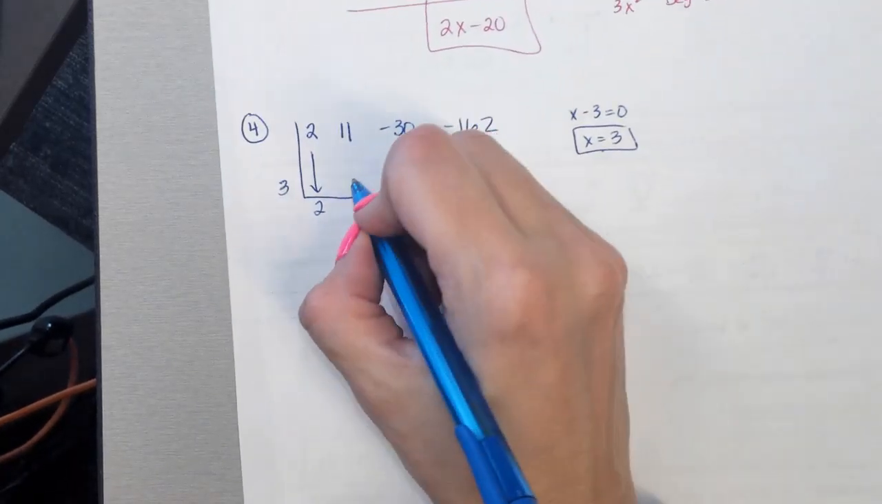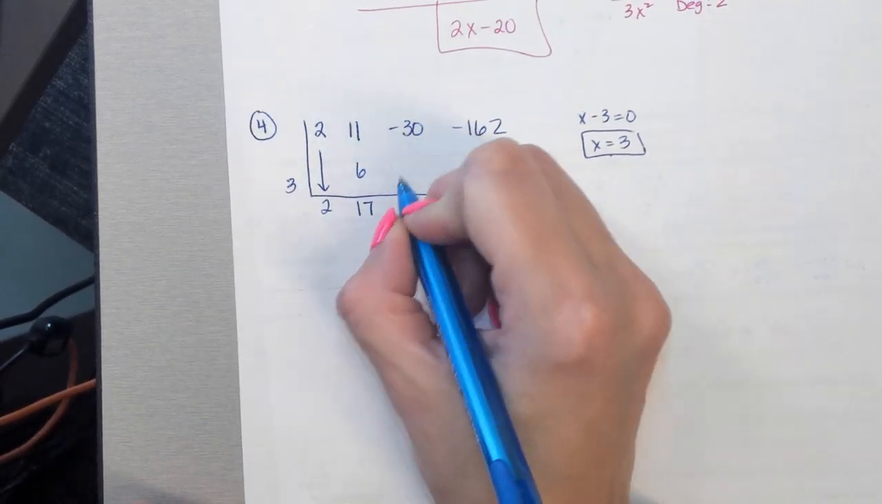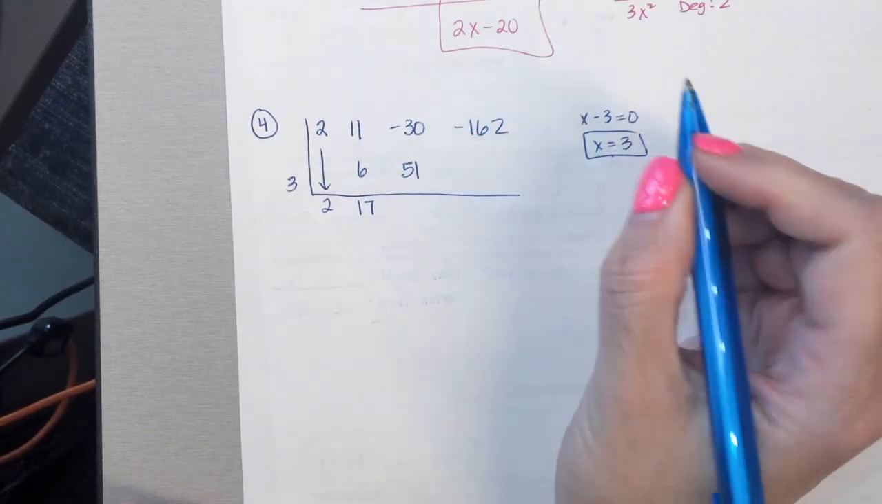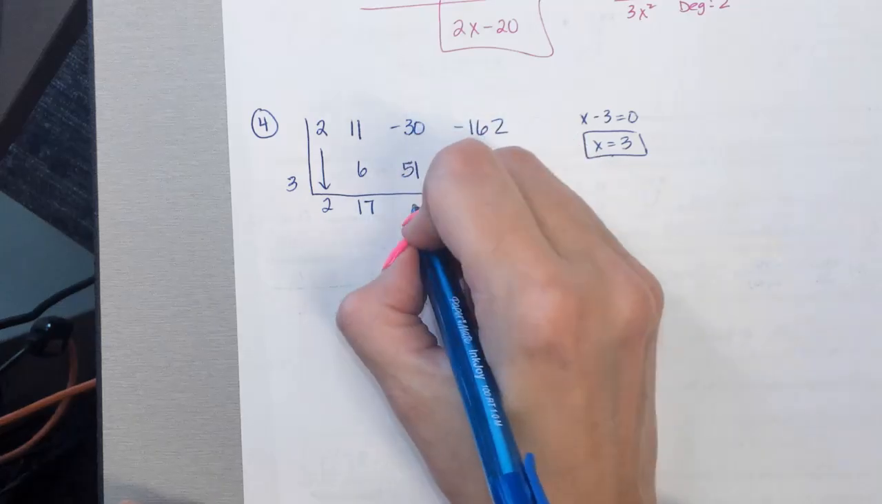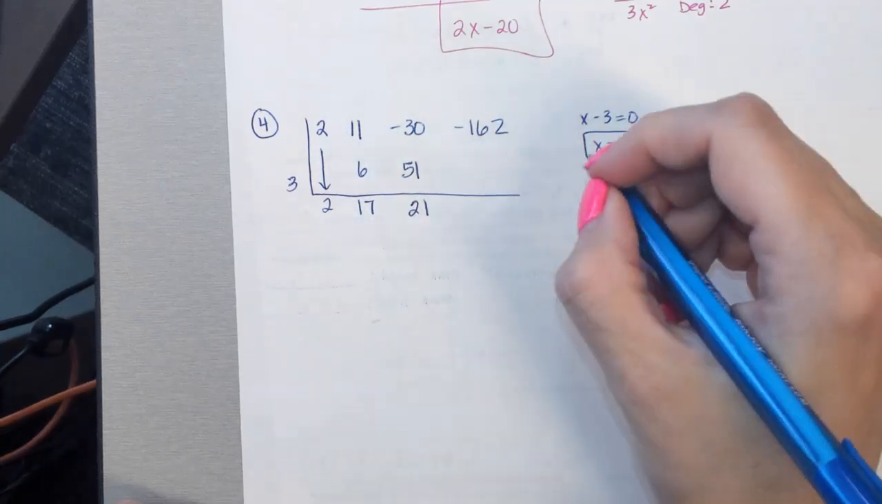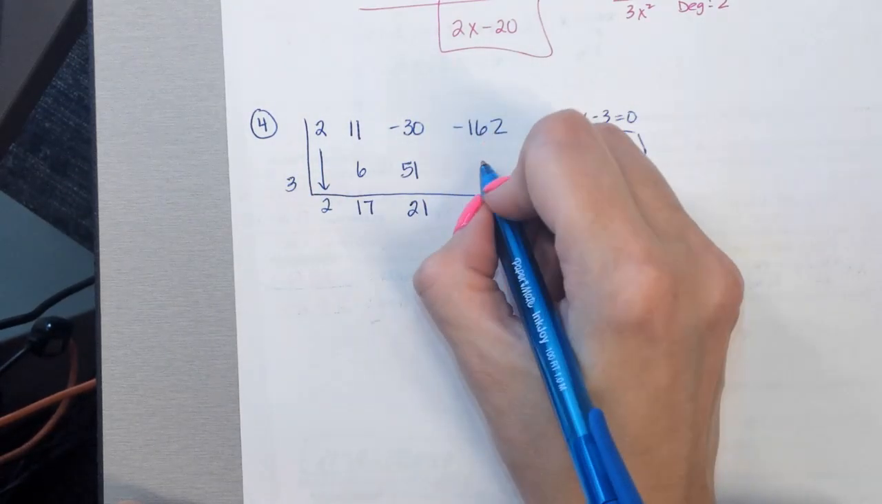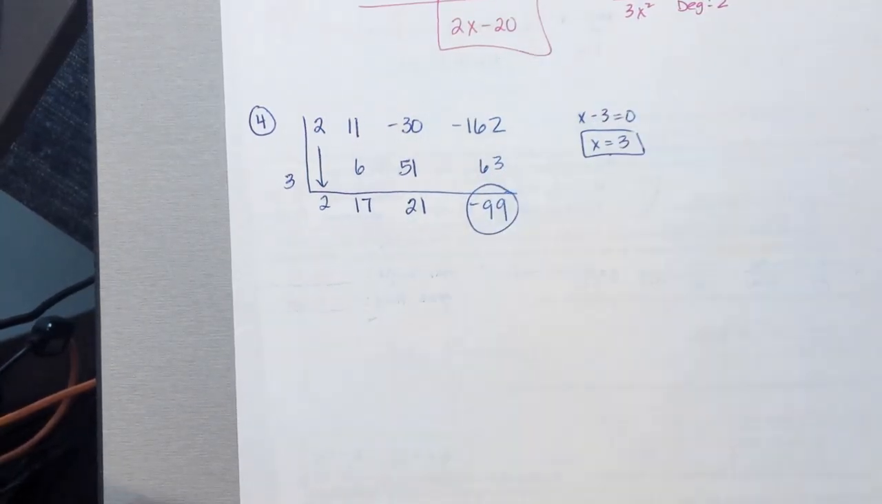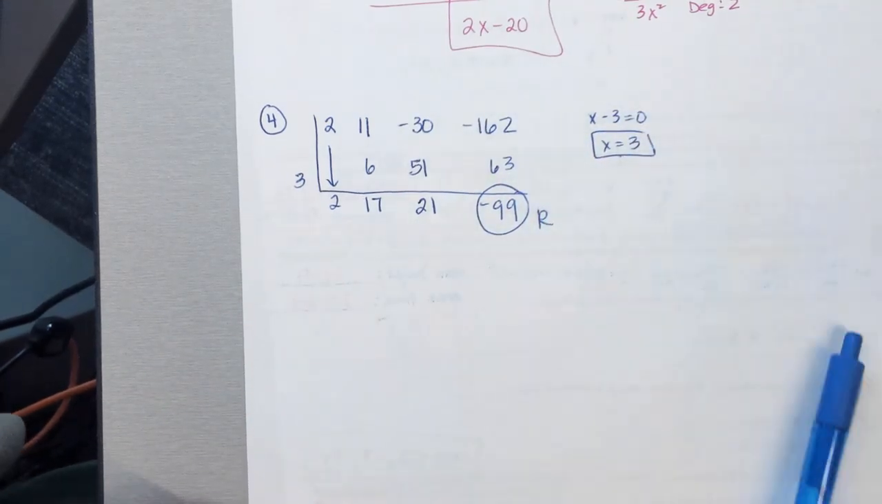Okay, so then 2 times 3 is 6. This would be 17. This would be 30 and 21, so 51. Subtract 30, you get 21. This would be 63, so you get negative 99. So yeah, so then this is your remainder.